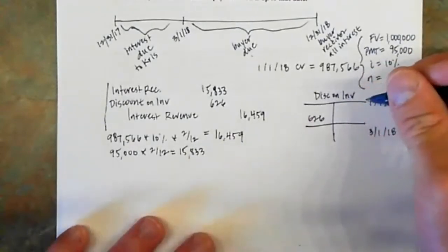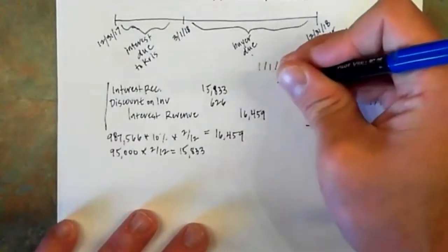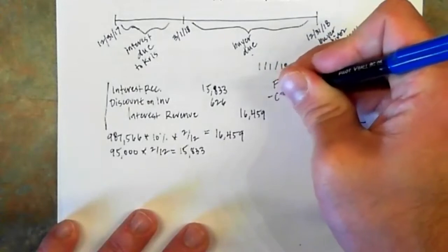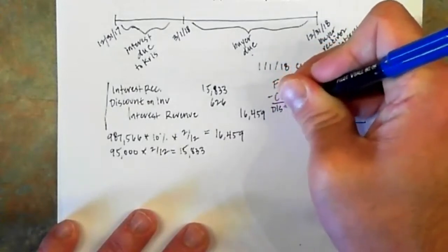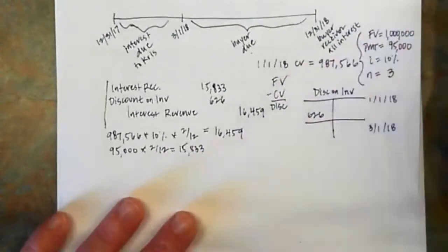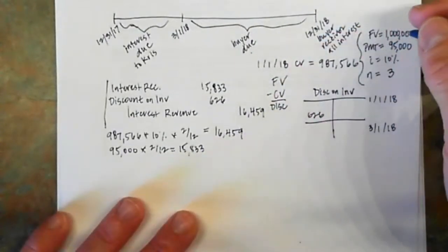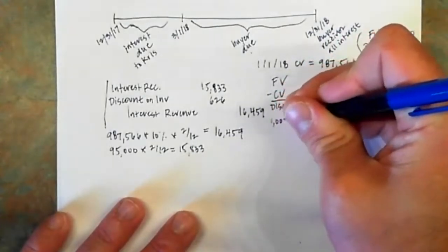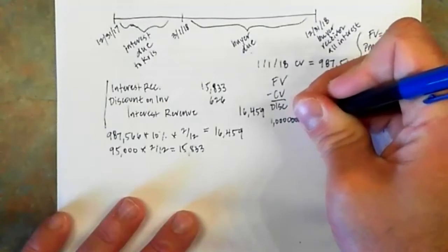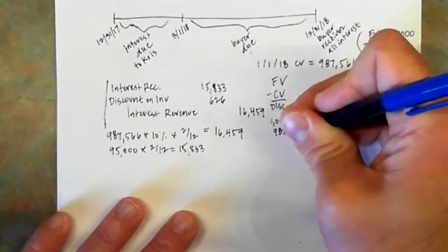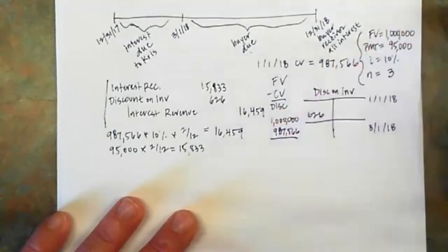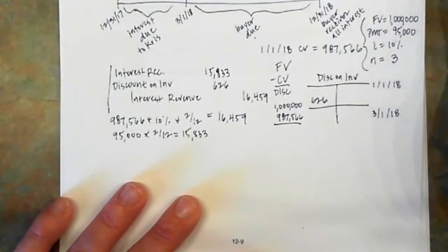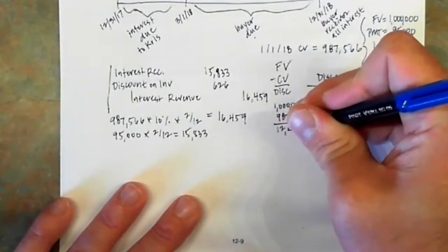Well, how can I figure out the discount? Remember that the face value minus the carrying value will yield a discount amount, right? So face value is 1 million. The carrying value is 987,566. So that was at the beginning of the year. That gives me the discount for the beginning of the year, which would turn out to be 12,434.